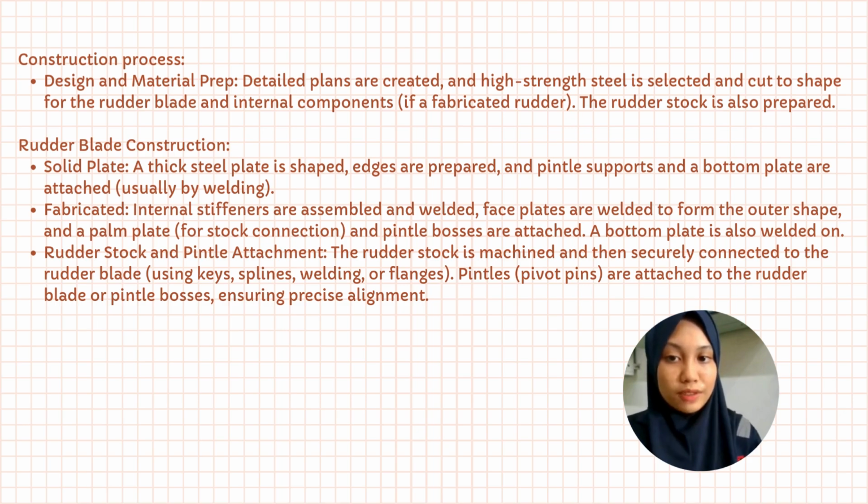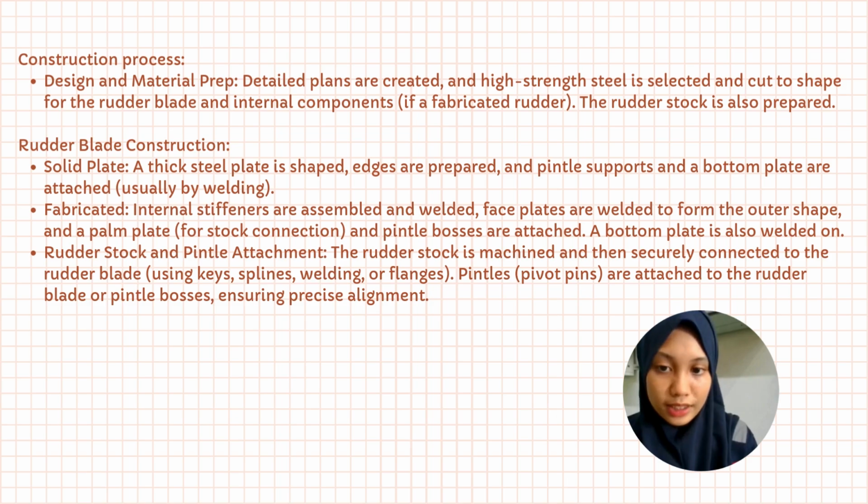And then the next one we have is the construction process. First is design and material prep. Detailed plans are created and high-strength steel is selected and cut to shape for the rudder blade and internal components. The rudder stock is also prepared. And then the next one we have is rudder blade construction. First, we have solid plate. A thick steel plate is shaped, edges are prepared, and pintle supports and a bottom plate are attached.